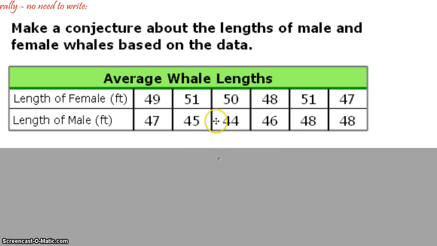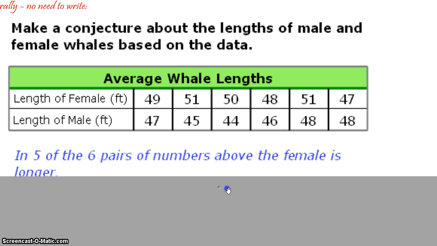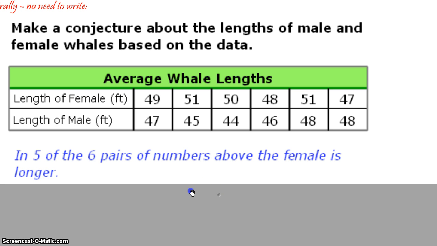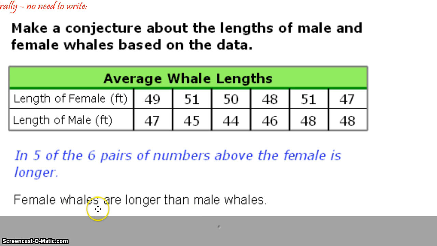Interesting. We have mostly greater lengths in our females. Did you know that? Female whales tend to be longer on average than males. Notice here, this last piece of data, 48, is actually larger than 47. We have 48 here as well. So this female whale is on the shorter side. But look, there is no male whale that is in the 50-foot range here, so it's interesting. So in 5 of the pairs of numbers, the female is longer. So our conjecture is female whales are longer than male whales.